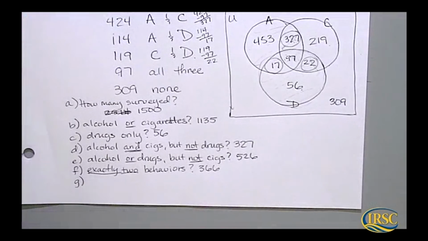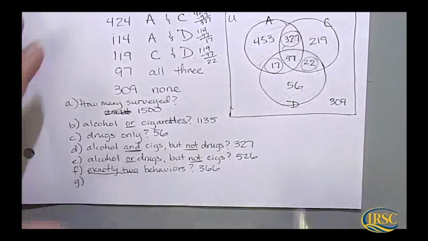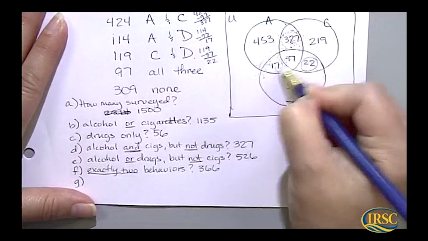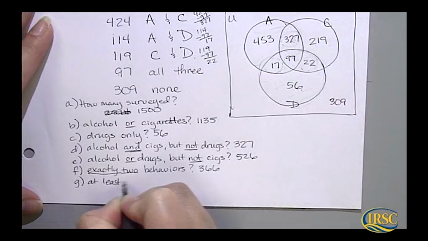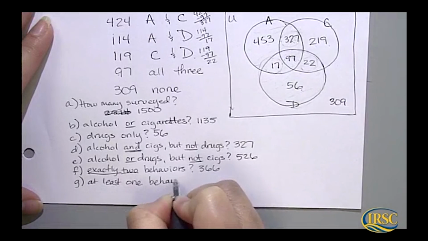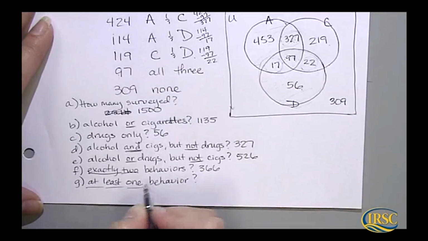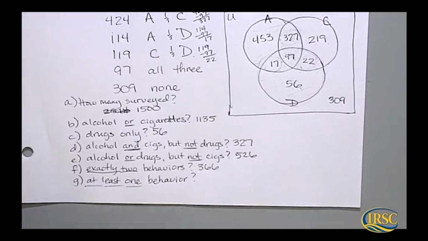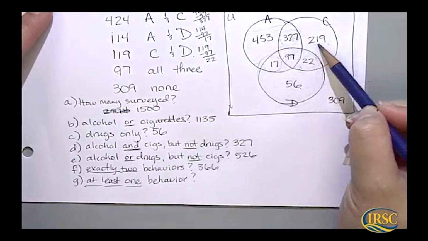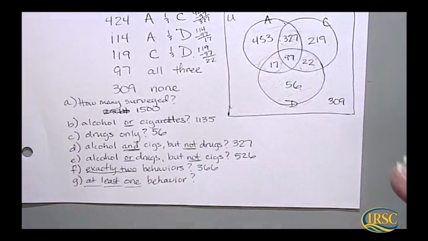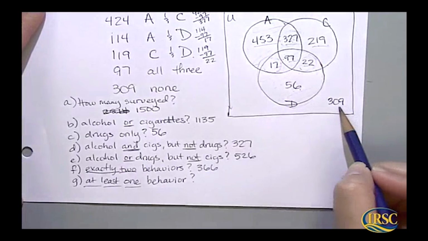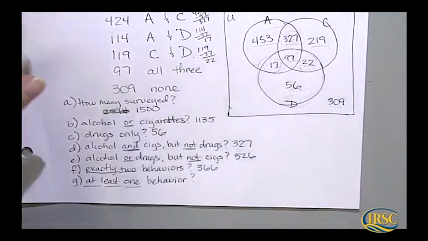And then G, how many engaged in at least one of these behaviors? Okay, at least one. We talked about that last time, and you said it includes everything inside of A, D, and C, which is correct, because this is exactly one behavior. This is exactly one behavior, and so is this. But it didn't want exactly, it wanted at least one behavior. And remember that at least one means one or more behaviors. So it's all of these numbers except for the number that said none. So what did it add up to?